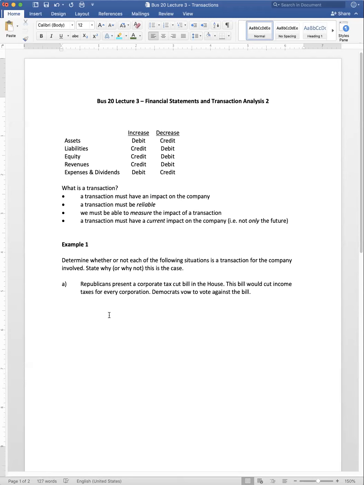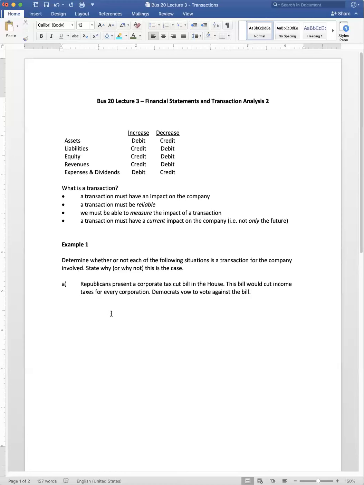Next, is it reliable? This is probably the biggest problem with this situation. They're presenting a bill, and a bill is not law. It has to pass through a number of steps before it becomes the law. On top of that, there's obvious opposition to this bill. So it's far from certain that this bill will pass. Therefore, it is not reliable. So that prevents it from being a transaction. Now, is there anything else that prevents it from being a transaction?